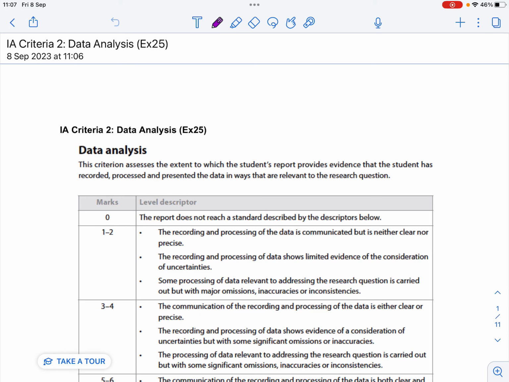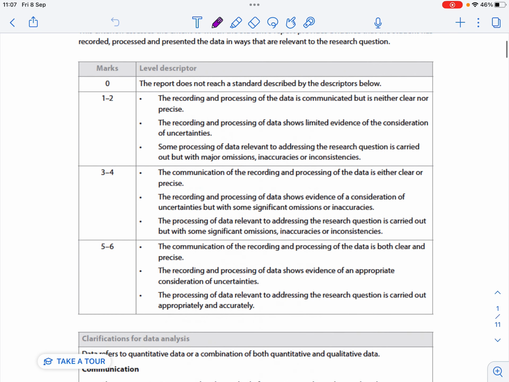Okay, this video is going to go over the expectations for the second of the IA criteria. These are for first exams in 2025, and this criterion is called data analysis. There's basically three strands that we're going to look at when you're assessed for your data analysis score. The top score is 6 points. If we look down here, we can see the three strands listed.